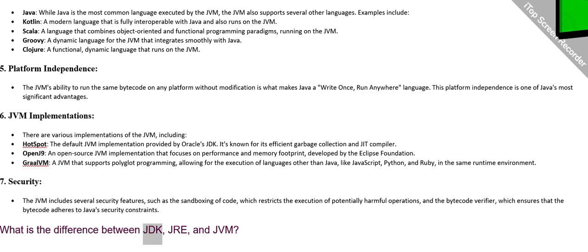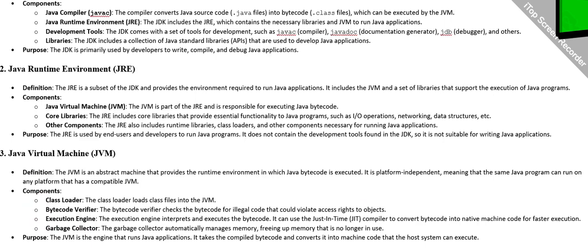What is the difference between JDK, JRE, and JVM? 1. Java Development Kit, JDK. Definition. The JDK is a full-featured software development kit used for developing Java applications. It includes everything needed to compile, debug, and run Java programs.